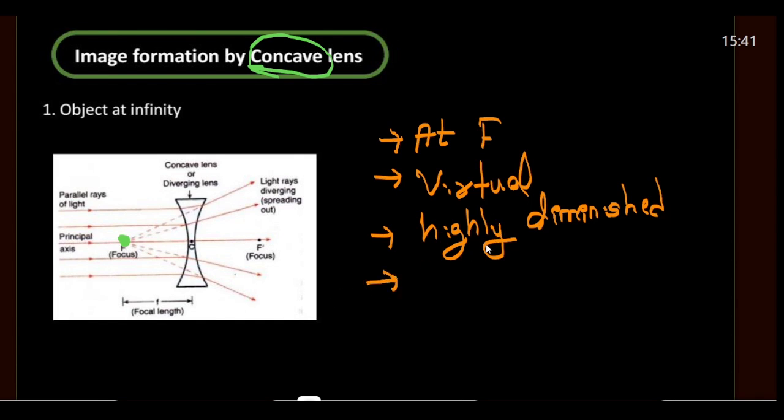Is it inverted or erected? We can't exactly say from this ray diagram, so we can use this point as a clue: a virtual image is always erected. So these are the characteristics in this case.